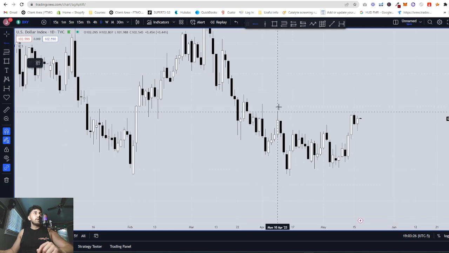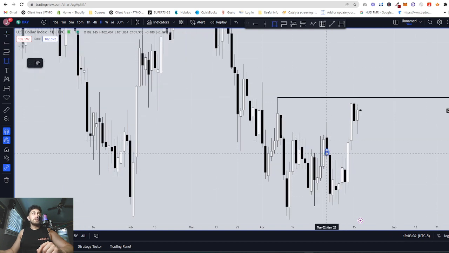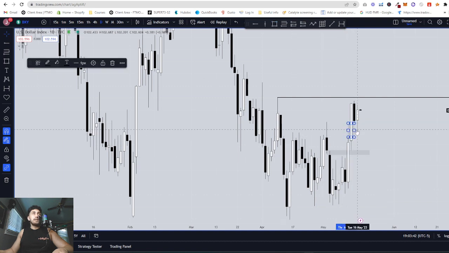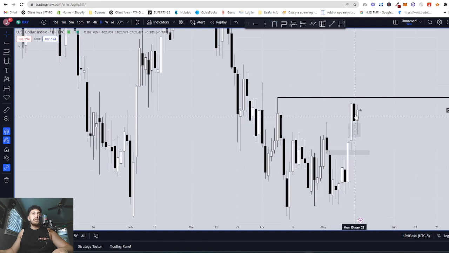Okay, so we have relative equal highs right here on the daily after violating a bearish daily volume imbalance and then retesting the top of it and exploding up, right? And now we also have a daily fair value gap that yesterday it tapped into and it closed nicely. I like this reaction right here.